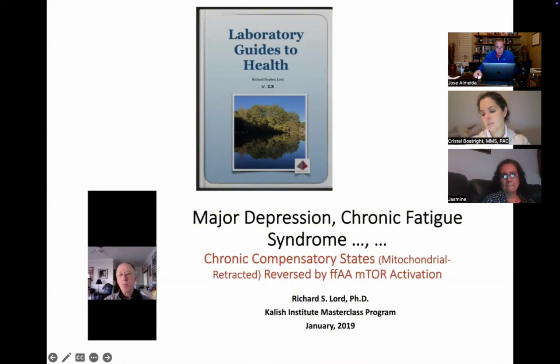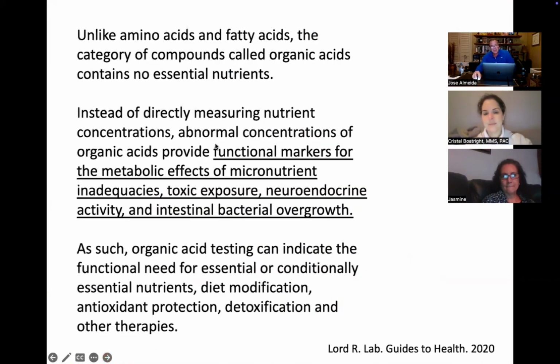Let's just get to what I wanted to try and cover tonight, which is this. So I'm just going to read this slowly. And we've talked about this before. Unlike amino acids and fatty acids, the category of compounds called organic acids contain no essential nutrients. This is the key thing. Instead of directly measuring nutrient concentrations, abnormal concentrations of organic acids provide functional markers for the metabolic effects of micronutrient inadequacies, toxin exposure, neuroendocrine activity, and intestinal bacterial overgrowth.